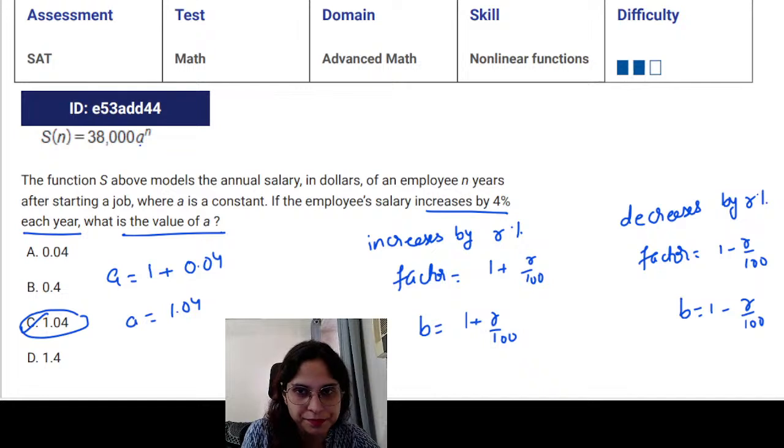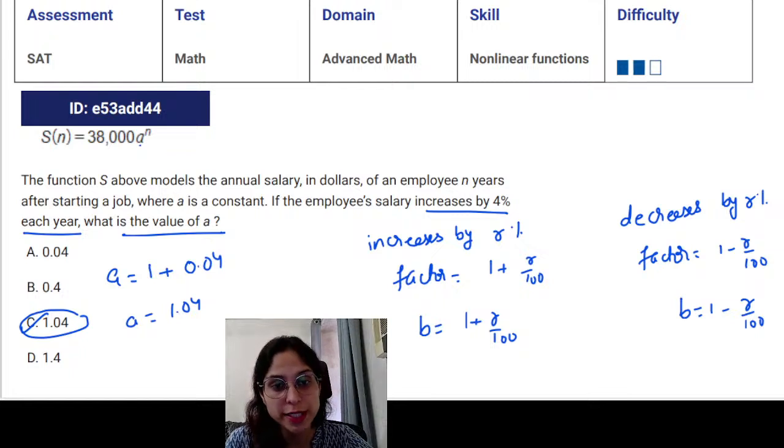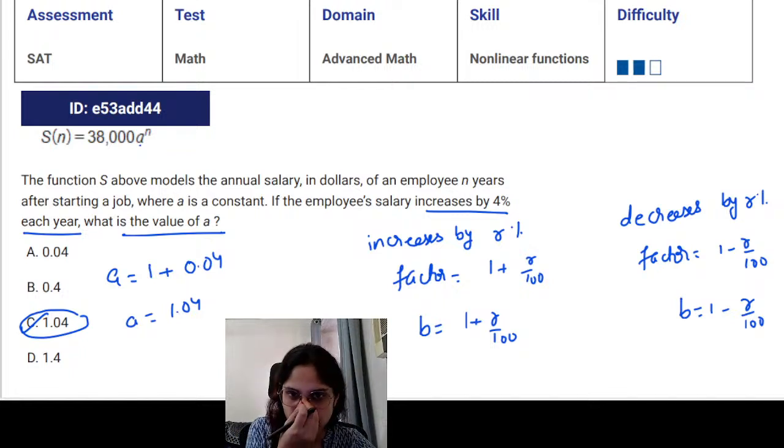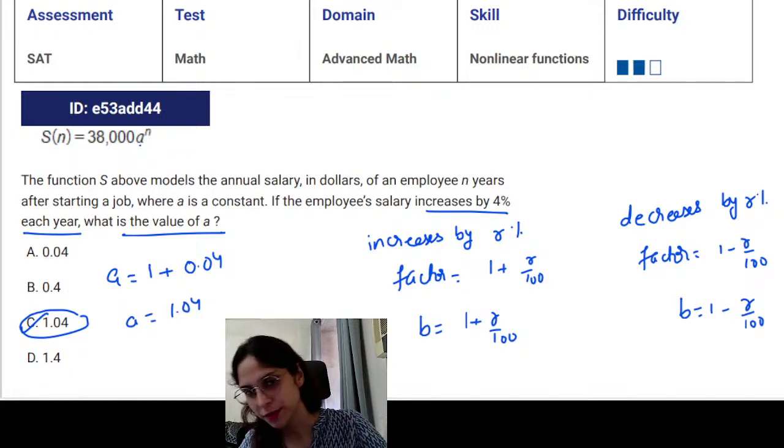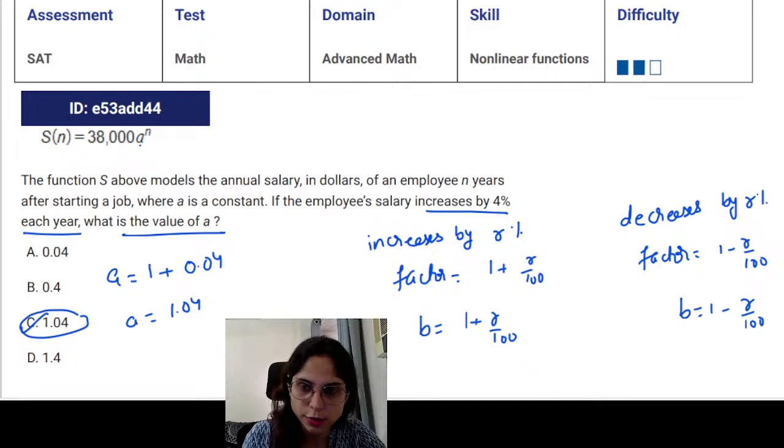So increases by a certain percentage, decreases by a certain percentage, those are your exponential functions, and there you have to remember the factor. If you remember the factor, then you know the exponential function is a times b to the power x. So you just have to understand what your factor is going to be. It's either 1 plus r over 100 if it is increasing. If it is decreasing, it is going to be 1 minus r over 100, or you have to write the r value in decimal. So 4% will become 0.04 and you have to add it to 1. So the answer is 1.04.